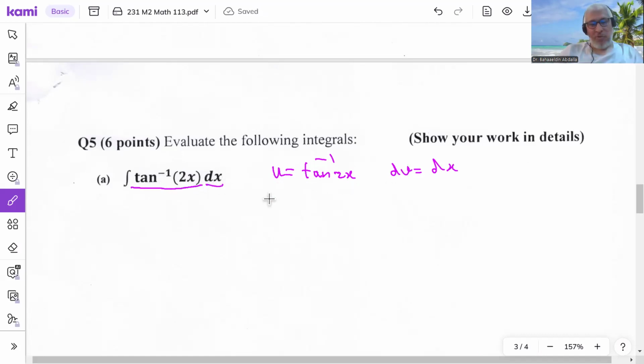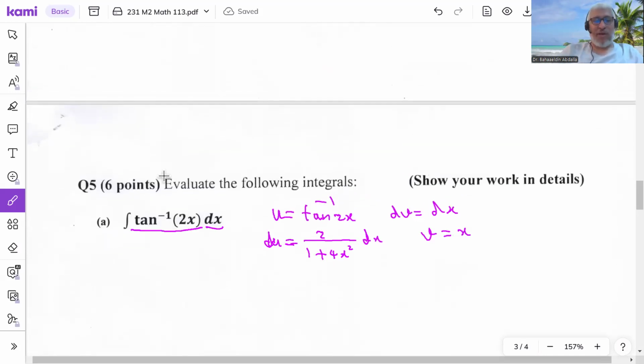So this integral, we are changing this integral to u times dv. Okay, so we need to find the derivative of u. Derivative of tan inverse is 1 over 1 plus u squared. So 2x all to the power 2, or 4x squared, times the derivative of 2x, which is 2. So this would be du. And of course, the integral of dv is v, and the integral of dx is x.